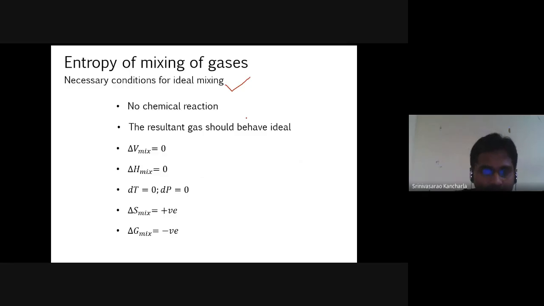Then you call it an ideal solution, right? There is no change. Similarly, here also you are considering that when you are mixing two gases, there is no reaction between the two gases. For a reaction between gases, you can consider nitrogen and hydrogen. If you mix them, they will form ammonia at certain conditions.